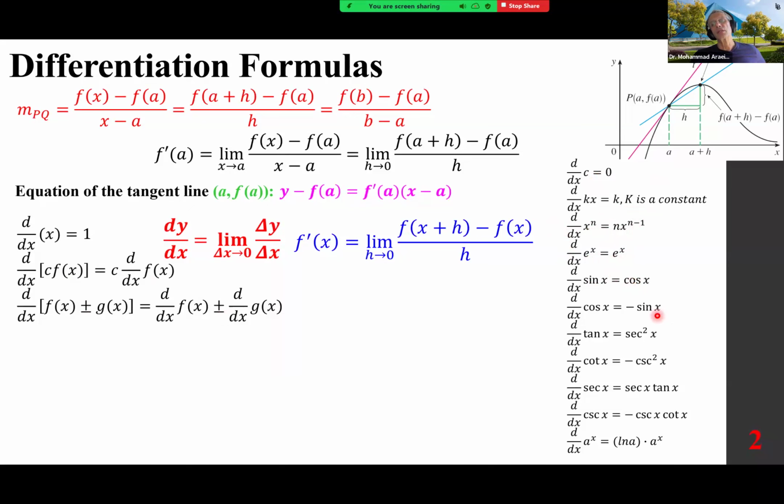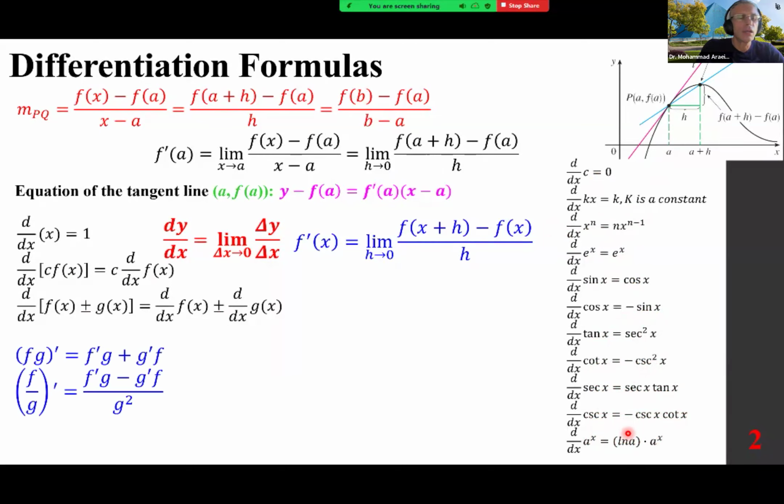Sine is cosine, cosine is negative sine, tangent is secant squared, cotangent is minus cosecant squared, secant x is secant x tan x, cosecant x is minus cosecant x cotangent x. And a to the power of x is itself, a to the power of x, times ln a.